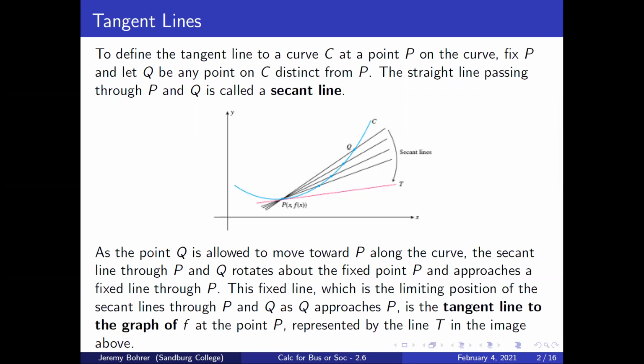As the point Q is allowed to move toward P along the curve, the secant line through P and Q rotates about the fixed point P and approaches a fixed line through P. This fixed line, which is the limiting position of the secant lines through P and Q as Q approaches P, is the tangent line to the graph of f at the point P, represented by the line T in the image above.